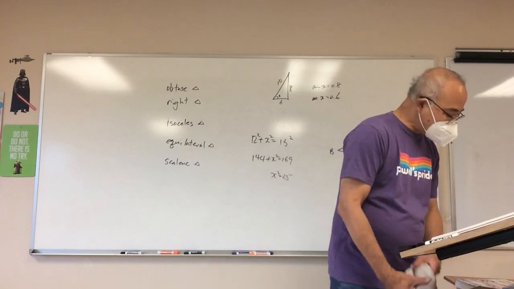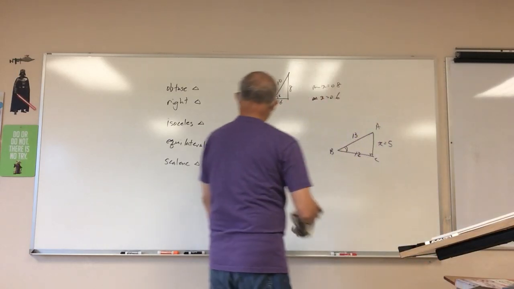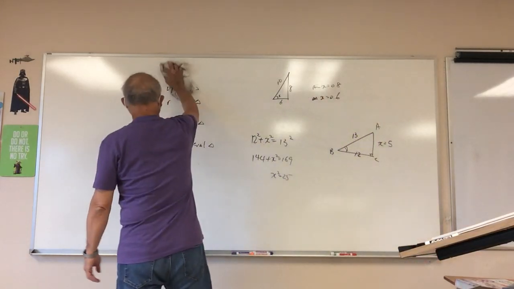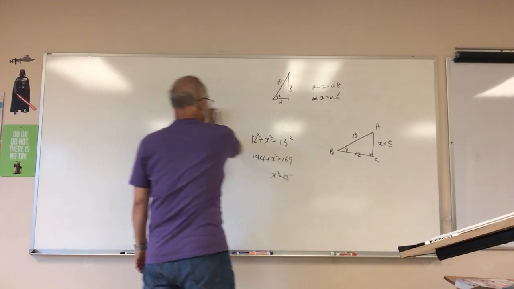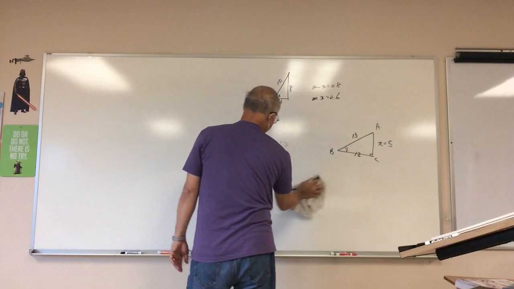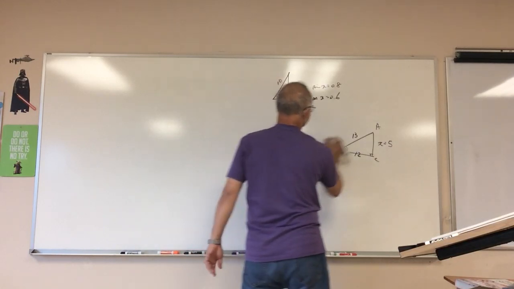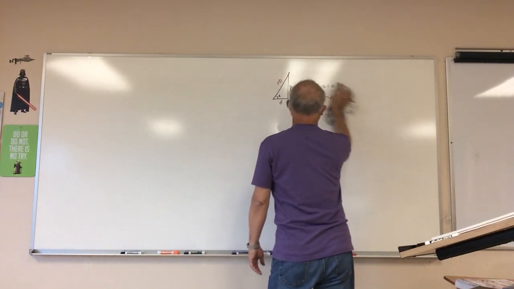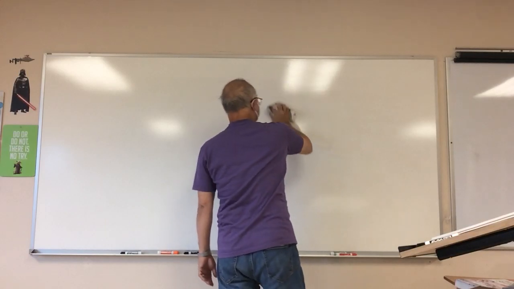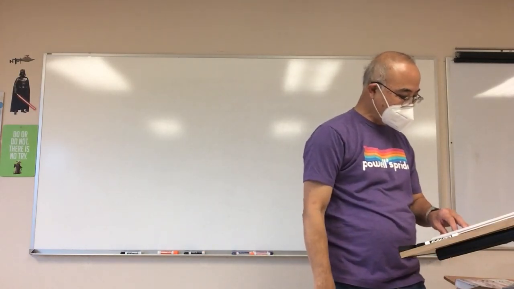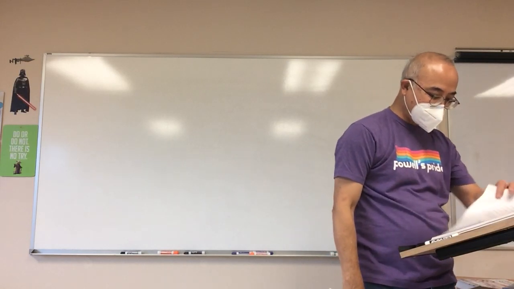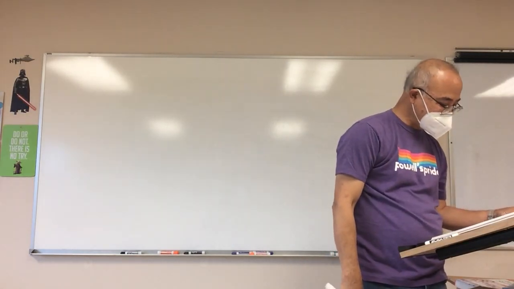Flip the page, go to page 390. They talk about the special triangles. Special triangles are the 30, 60, 90 and the 45, 45, 90. The 2, 1, and square root of 3. 1, 1, and square root of 2. Now, similar triangles, we talked about that.